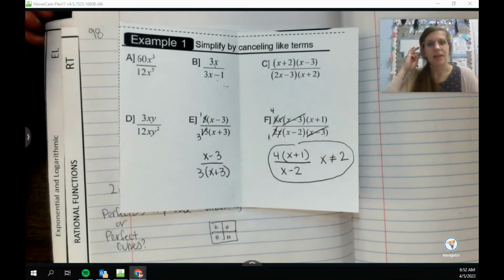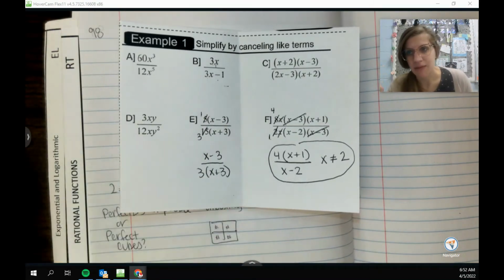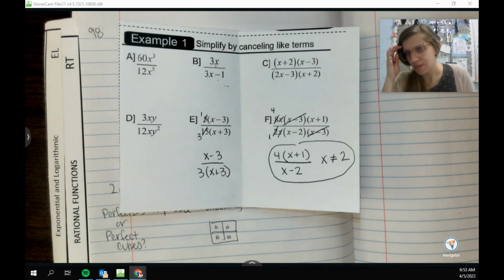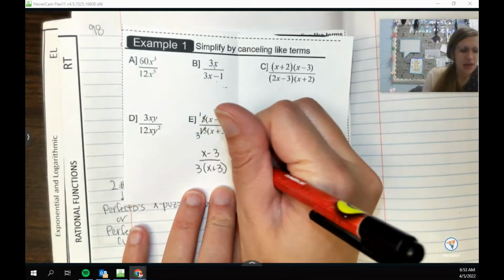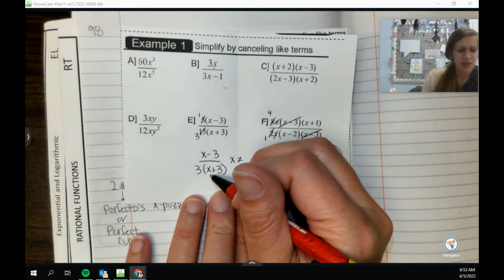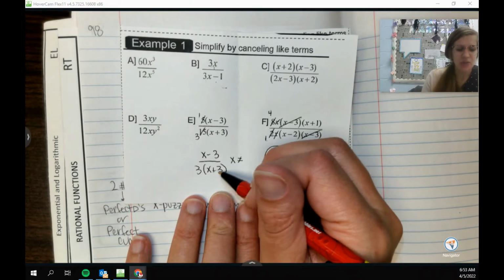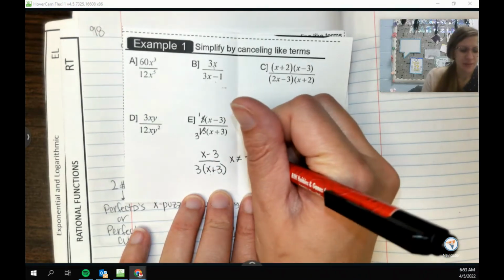Now, I didn't mention this on the last one, but it could be very tempting to distribute that. And you could distribute that. That wouldn't be wrong. It just feels like extra work to me. So that's why I'm not going to do it. And then I want to say what x cannot be, because I do have x in the denominator here. And I think if this was negative 3, this would be 0. Multiplied by 3 would be 0, and that would be bad.